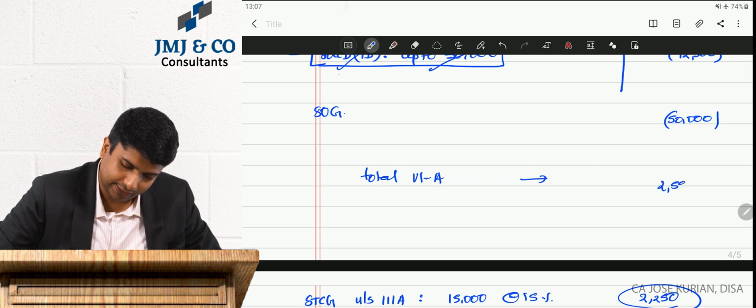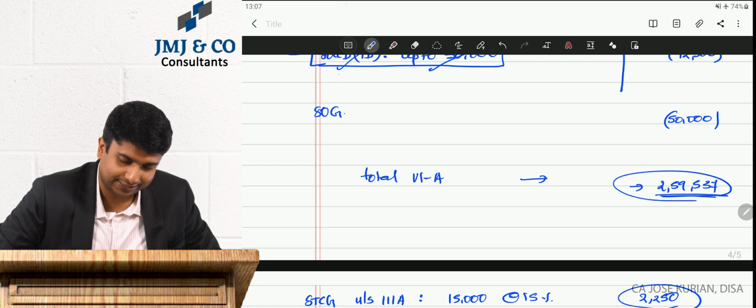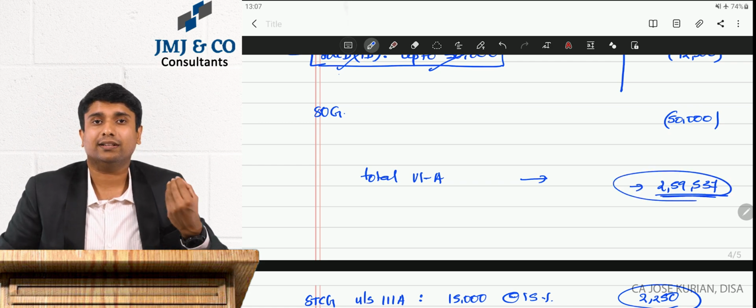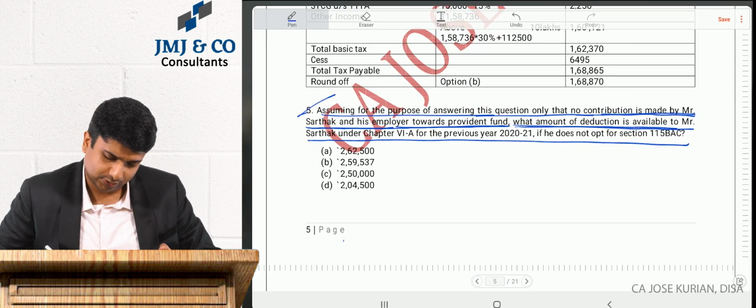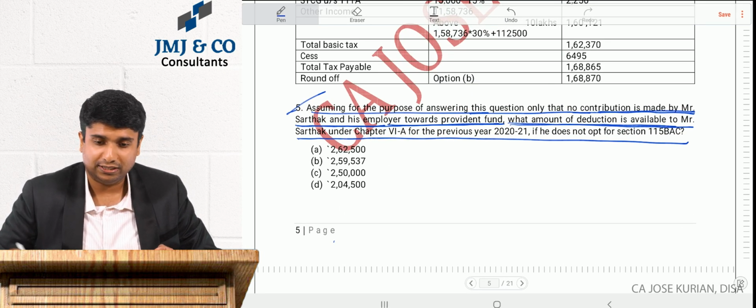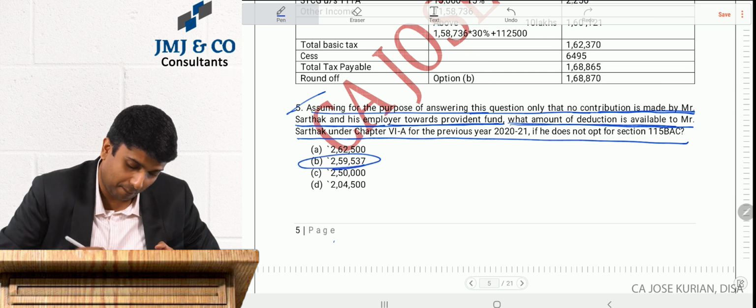So 2,59,537. You don't need to round it off because it is Chapter 6A deductions. Deductions, we don't round off, alright. So let's check whether there is an answer. 2,59,537. Yes, that is option number B.